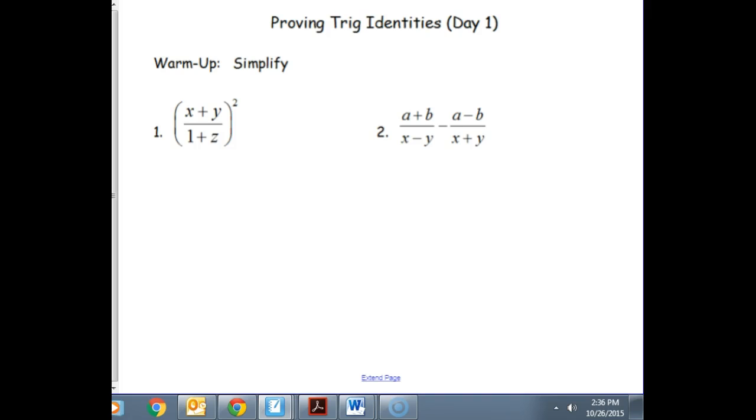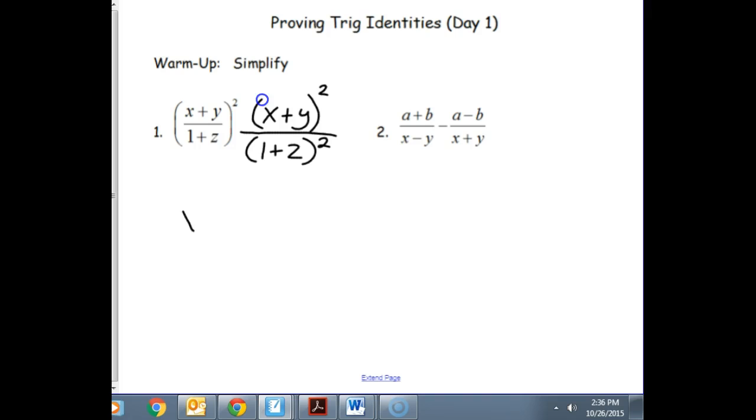This statement on number 1, what is it actually representing? It's saying x plus y, squared, divided by 1 plus z, squared. Each part of the fraction actually gets that square. And what does this actually mean? This is 2 FOIL problems technically on a fraction. So let's FOIL these out and see what we get.